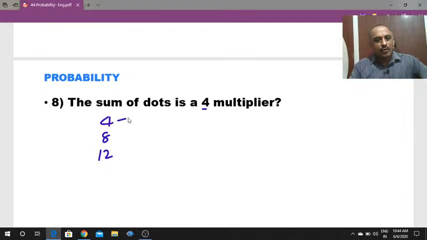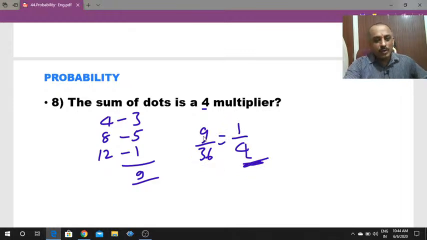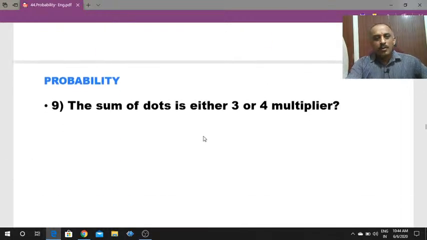Sum of dots is 4, number of possible outcomes 3. 8, 5, 9, 1. What is the total? The total is 9. Now 9 by the total possible outcomes 36. 9 ones, 9 fours. So 1 by 4 is your answer.